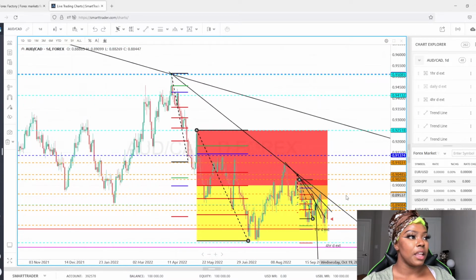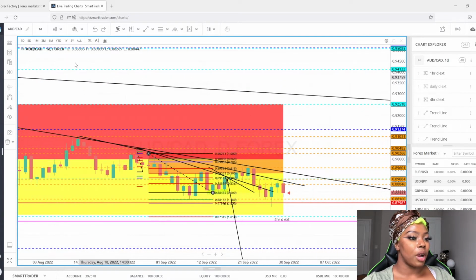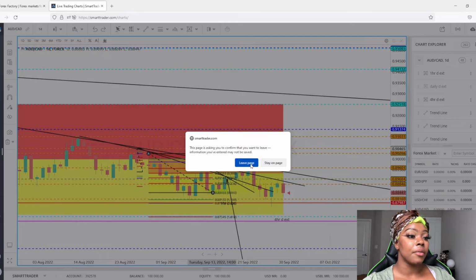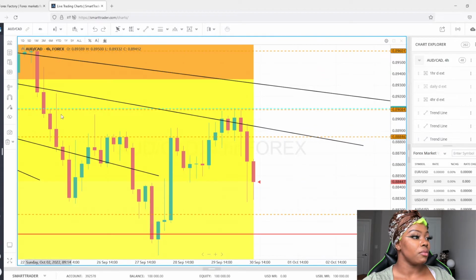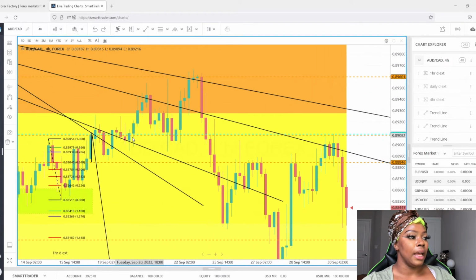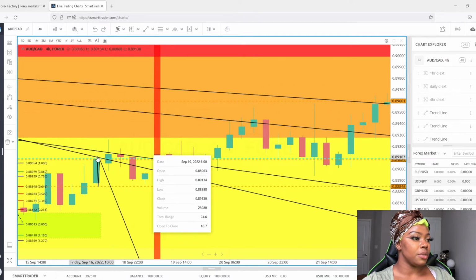So I did say we were bearish on the Aussie CAD. Now price was in this area right here last time I did my video, and I did say, stay on page. I did say although we are bearish, it still might move up to retest some of these trend lines, which it did, and now we're moving back down. So let's see what actually happened. So yes, price was here.